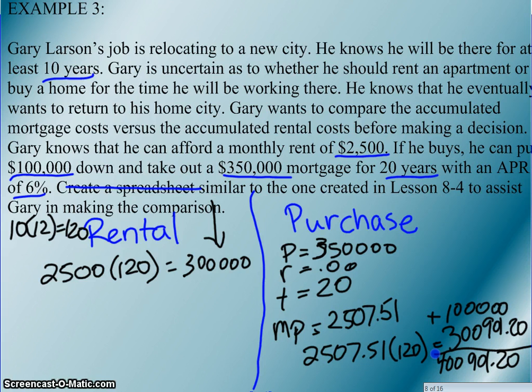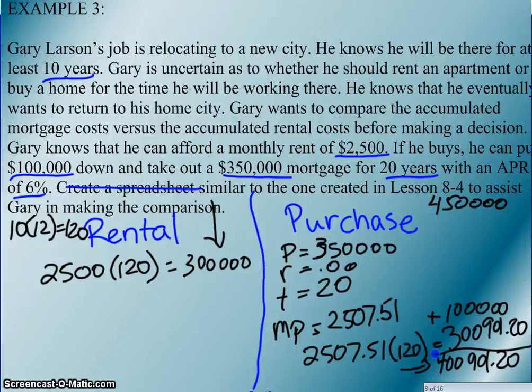But when we look at the purchase, he paid about $450,000 for this home, or at least that's between the down payment and the principal. But after 10 years, we see that he actually paid $400,901.20. But if we were to sell this place, is he going to get anything back?